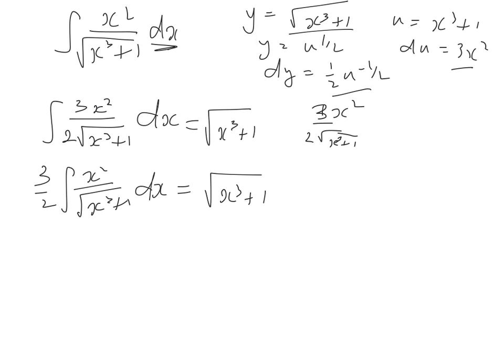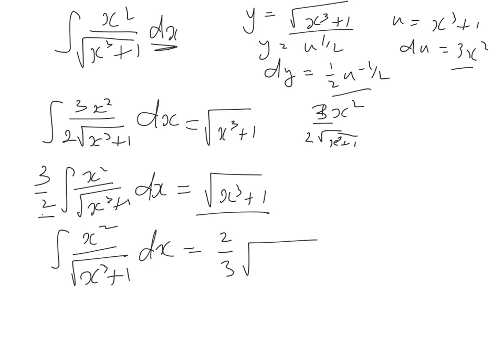Now, in order to make this whole thing look like this, what do I need to do? I need to divide by this, and I've got to do that to both sides. So if we do that, then we're going to have x squared over the square root of x cubed plus 1 with respect to dx equals, we're going to divide this whole thing by this, so I'm left with 2 over 3 times the square root of x cubed plus 1.